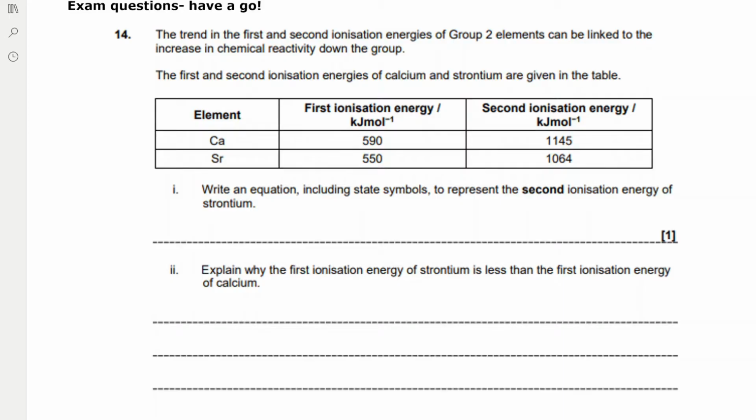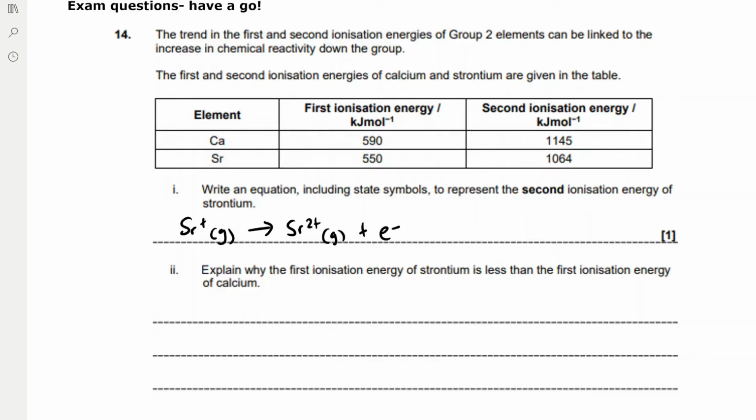The definition of the second ionization energy is the energy required to remove 1 mole of electrons from 1 mole of gaseous 1+ ions to form 1 mole of gaseous 2+ ions. So we need to go from gaseous strontium 1+ to gaseous strontium 2+, and we need to lose 1 electron to go from 1+ to 2+.